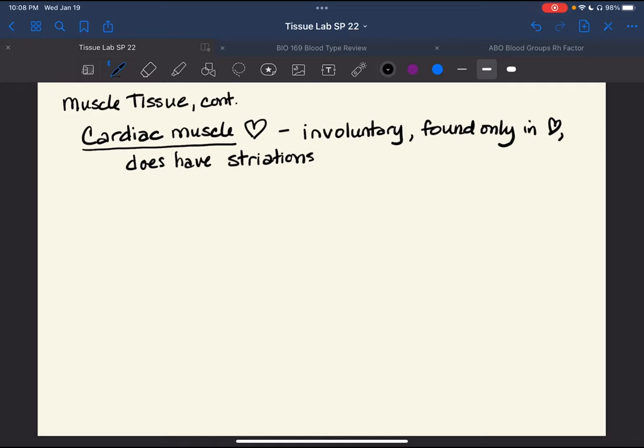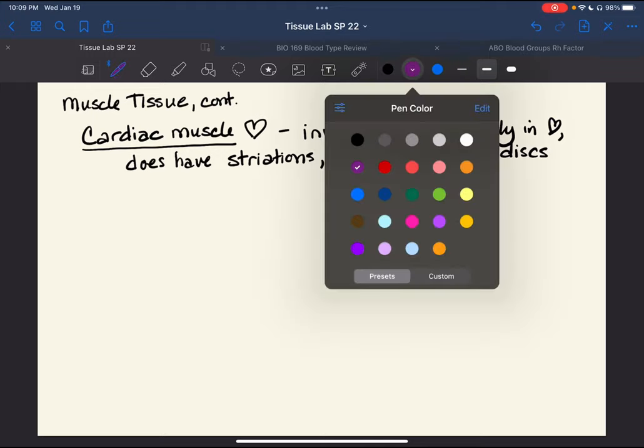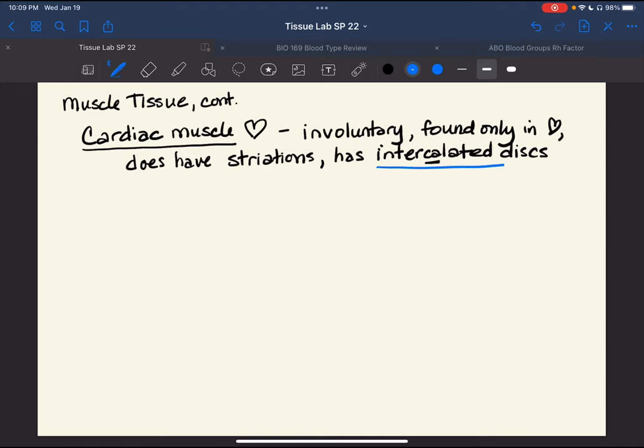The cells are arranged slightly differently, but it does have striations, and then it has one thing that sets it apart, other than being the heart muscle: intercalated discs. You can say intercalated, but intercalated has that little CA right there in the middle of it. And that's going to be a way to remember what that intercalated disc is for. So one thing that sets cardiac tissue apart is that it has these intercalated discs.